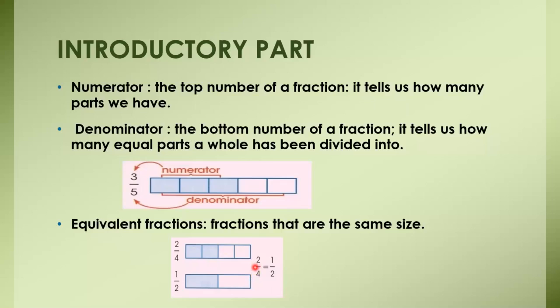In the 2's table, I get 2 as 1 2's are 2. So you can simplify this as 1, and you get 4 as 2 multiplied by 2, that is 2 2's are 4. So you can simplify 2 by 4 as 1 by 2. So 2 by 4 is equal to 1 by 2. Therefore, you can say 2 by 4 and 1 by 2 are equivalent fractions. So this is what is meant by equivalent fractions.